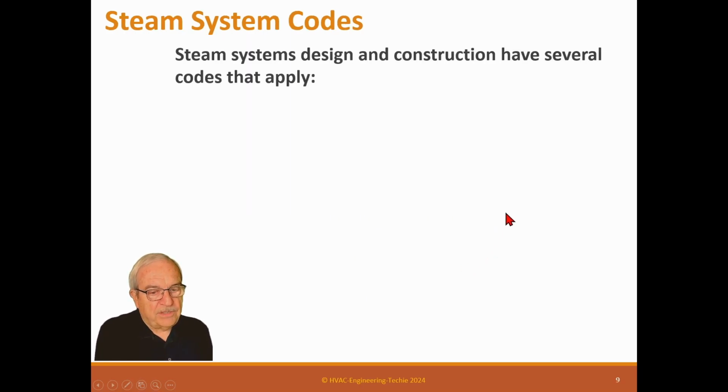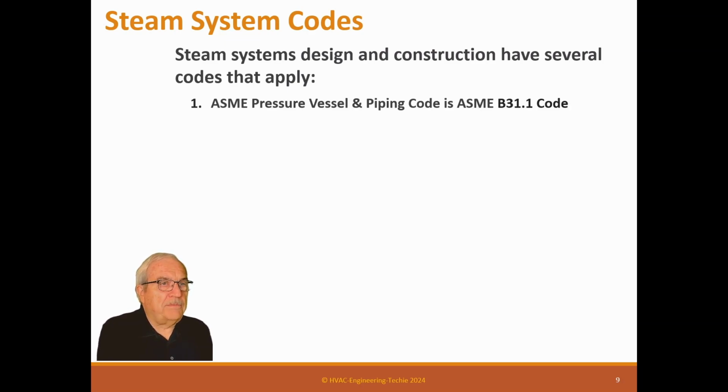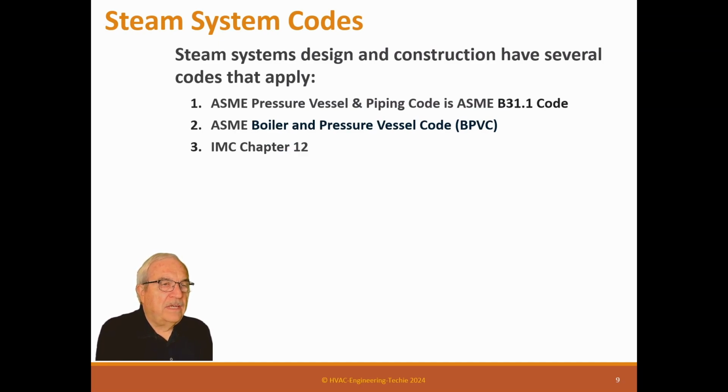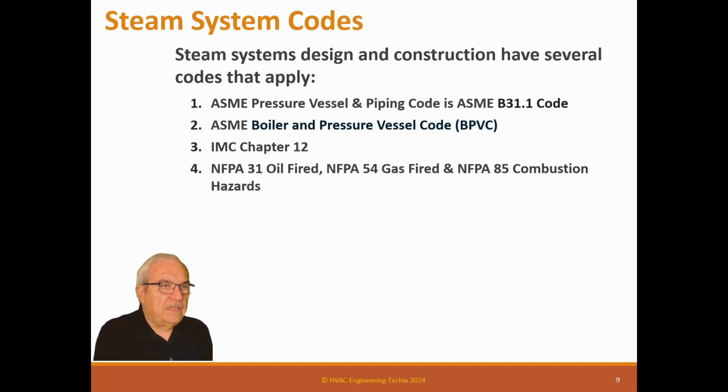Now, steam systems are life safety systems, so they're heavily code driven. The steam systems design and construction have several codes that apply. The main one is the ASME pressure vessel and piping code, which is ASME B31.1. The ASME boiler pressure vessel code, BPVC. The IMC chapter 12. NFPA 31 oil fired, NFPA 54 gas fired, and NFPA 85 combustion hazards.